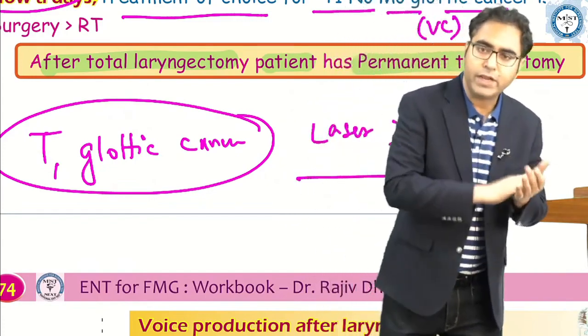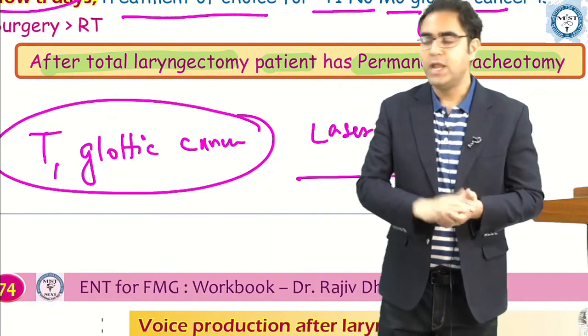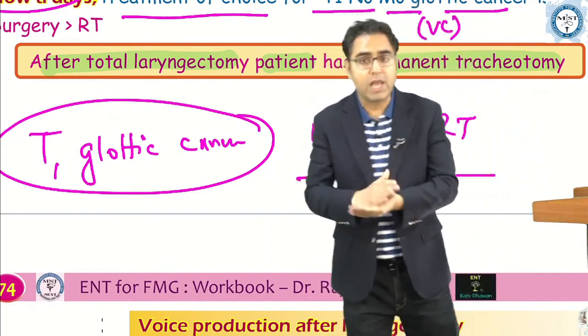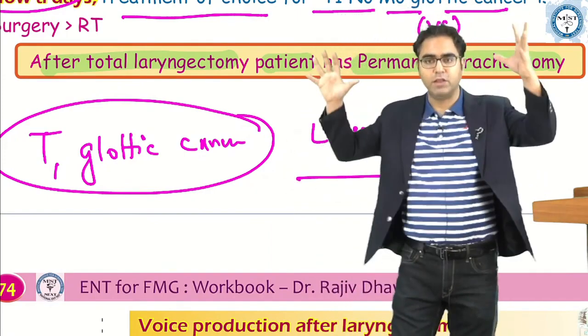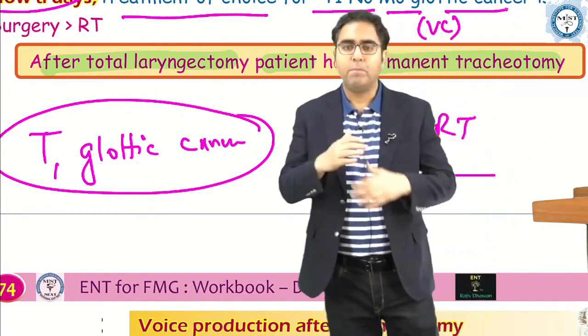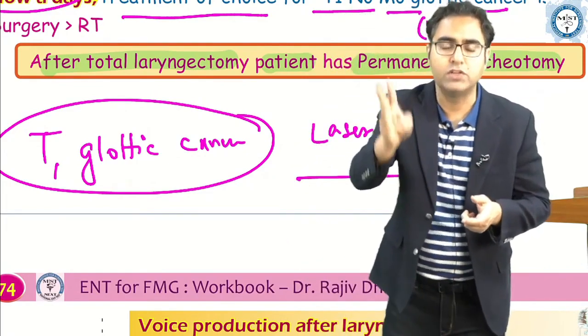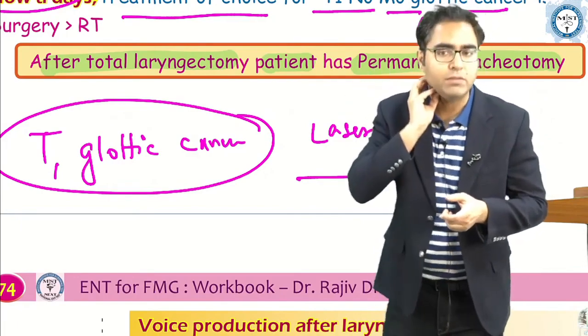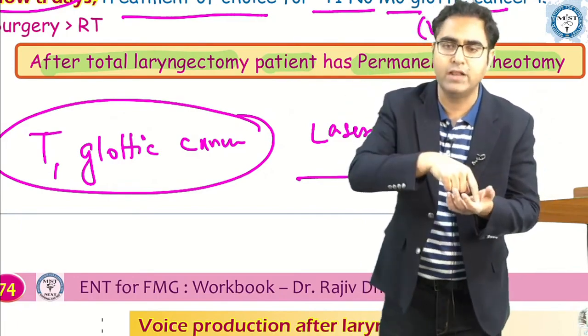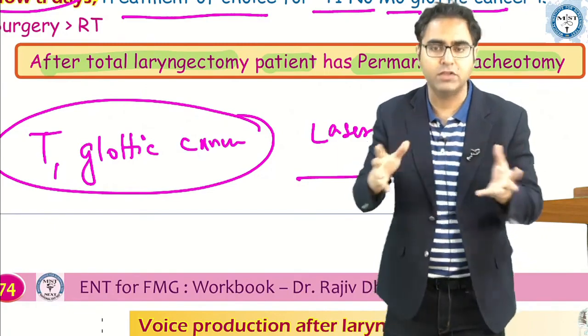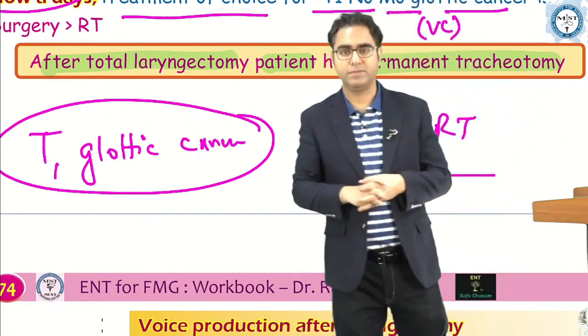Treatment for T1, T2: radiotherapy. T3, T4: total laryngectomy. Big tumor, big surgery. Total laryngectomy plus minus R&D surgery. What is R&D? Radical neck dissection surgery. If there is a neck node present, metastasis present, then you do R&D surgery, followed by radiotherapy.